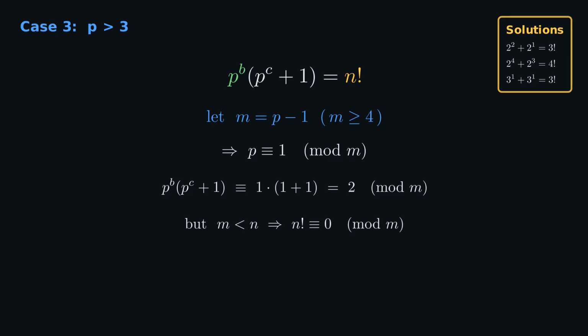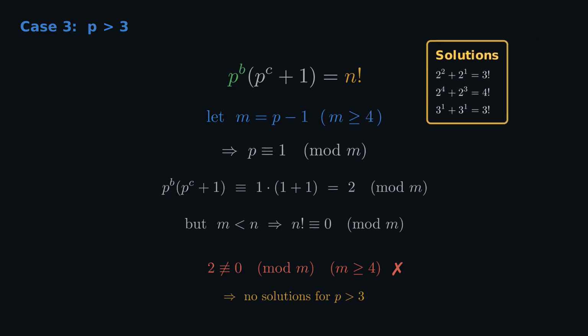However, m is strictly less than n, so that means that n factorial equals 0 modulo m. But this is a contradiction. It can't equal 2 and 0 modulo m. Thus, there are no solutions for p greater than 3.